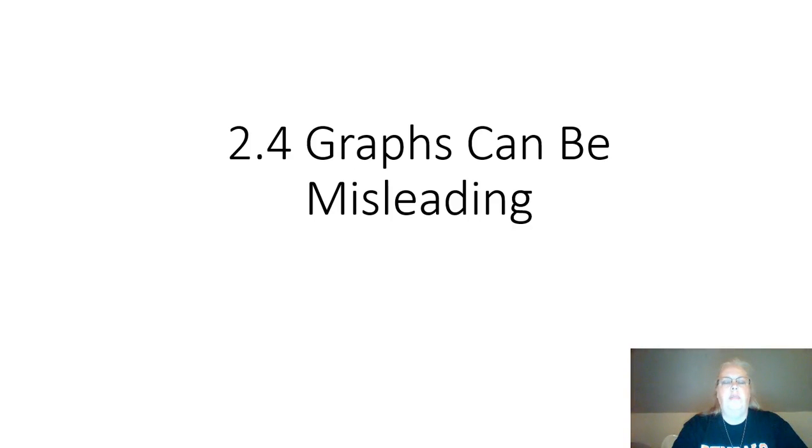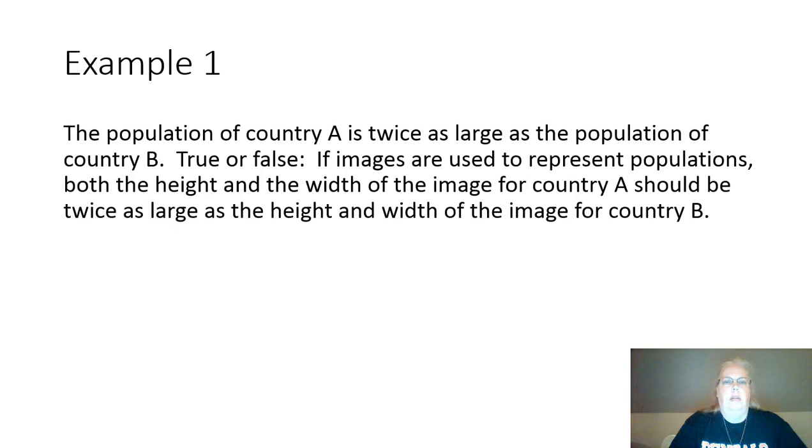The following examples come from Lesson 2.4, Graphs Can Be Misleading. Example 1. The population of country A is twice as large as the population of country B.